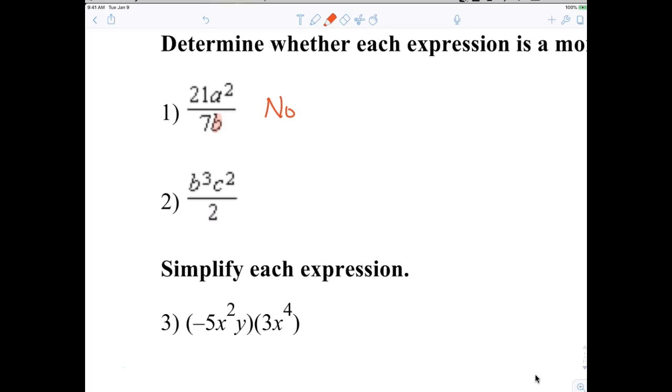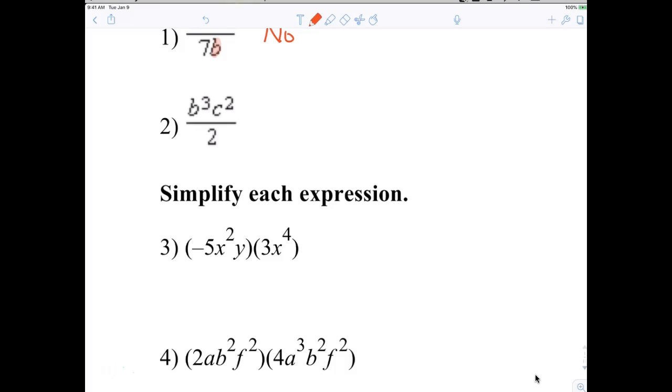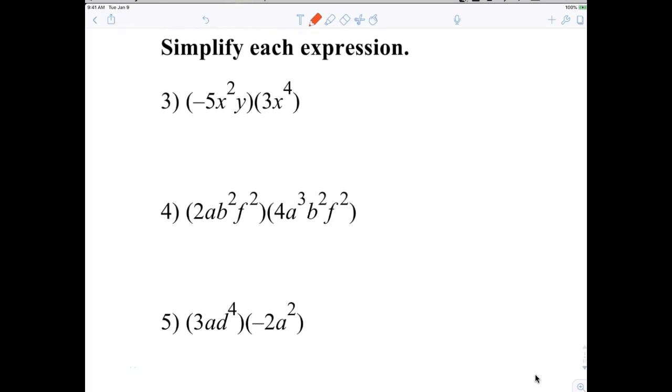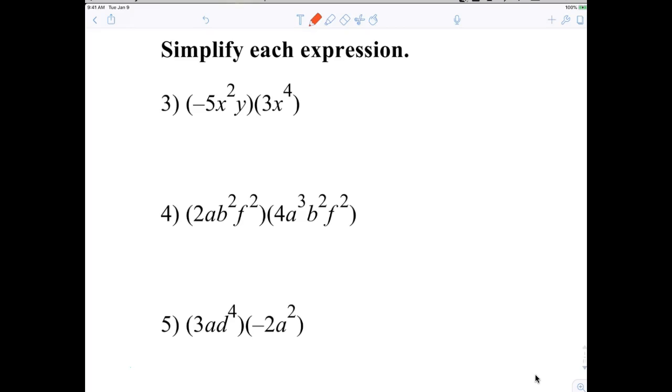Everybody good? Now number two is definitely what? Definitely a yes. You're allowed to have a fraction in the denominator. Remember, monomials are not separated by addition and subtraction. Now, number three.